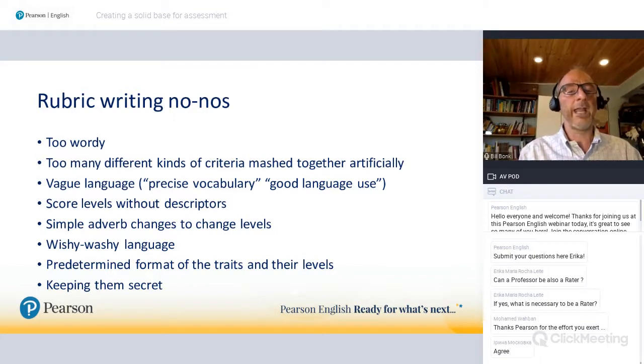I would avoid vague language. Really be very, very wary of using terms like precise vocabulary or good language use that sound good, but are very subjective, and different people will have different ideas about this.